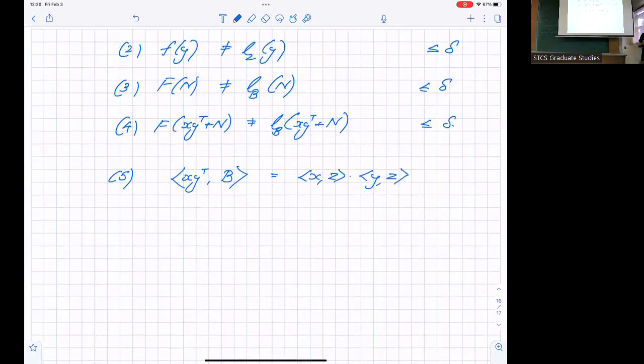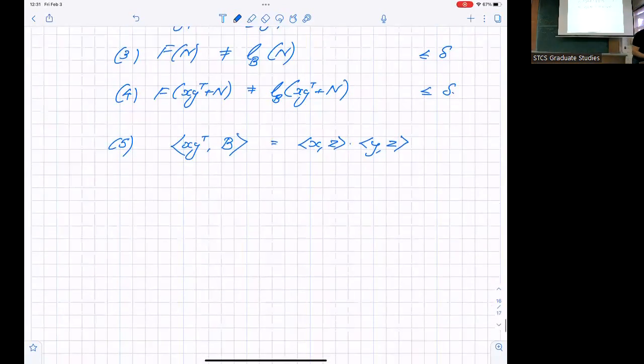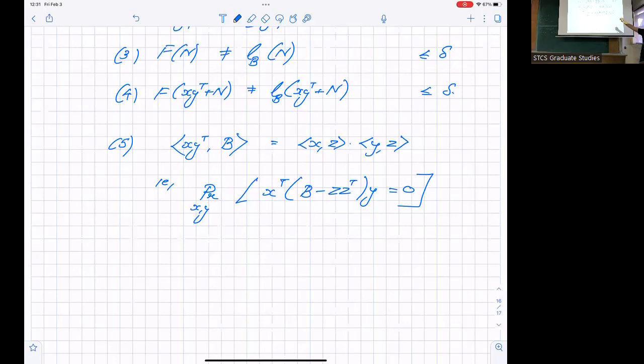What's the probability that this happens? This is the same probability you get in Prahlad's test. Is it half? It's 1/4, no? You get a linear constant for B. Yeah, but what's happening over here is the same thing as asking what the probability of this event is, when I pick X Y at random. This is exactly the probability that X transpose B minus ZZ transpose Y is 0. These two statements are exactly the same statement.